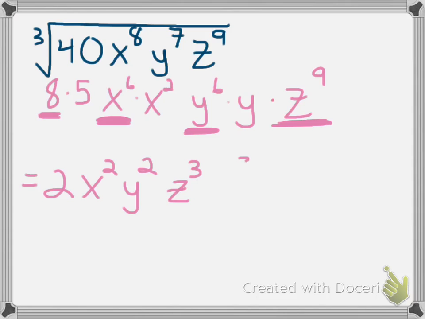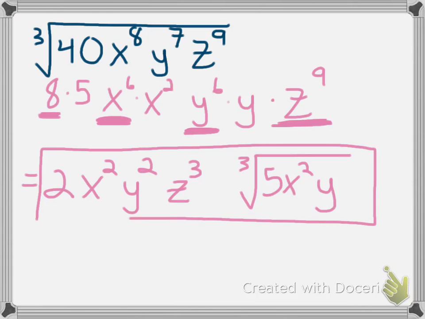And then the things that you don't know, the things that weren't underlined, have to stay underneath the radical. So in this case, that was the 5, the x squared, and the y. So that is the simplified radical, breaking up what you know versus what you don't know. Ta-da!